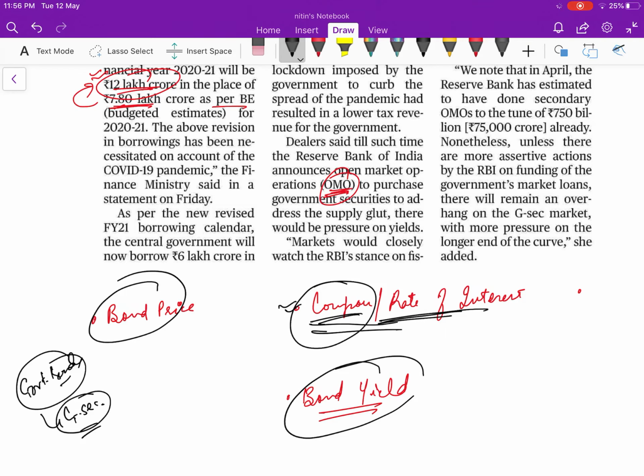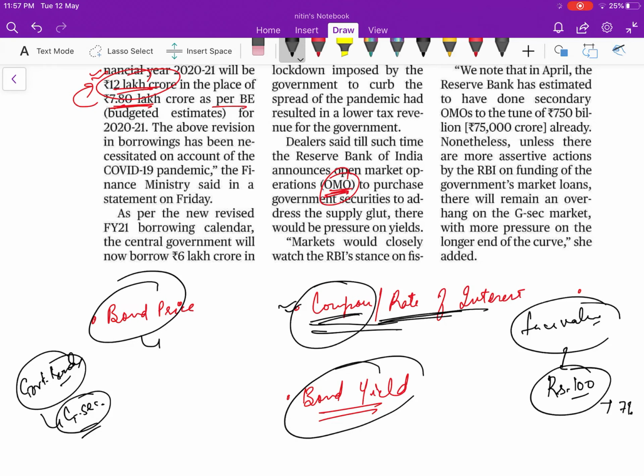Now let's further understand a few things about it. For instance, initially the face value of the bond was, for example, rupees 100. You subscribe to a government bond at rupees 100, and you are given a particular rate of interest, which could be 5%, 6%, or say 6 to 7%, for example.